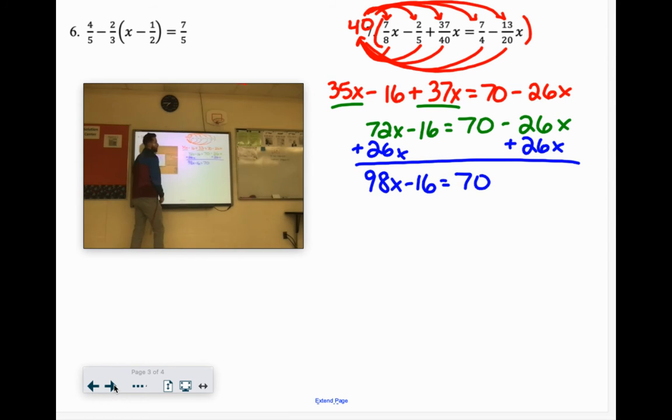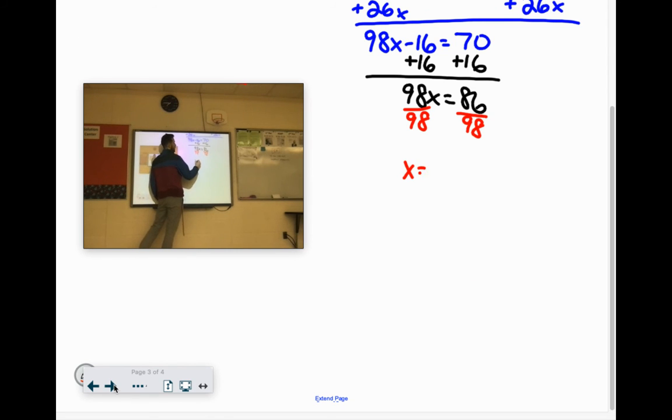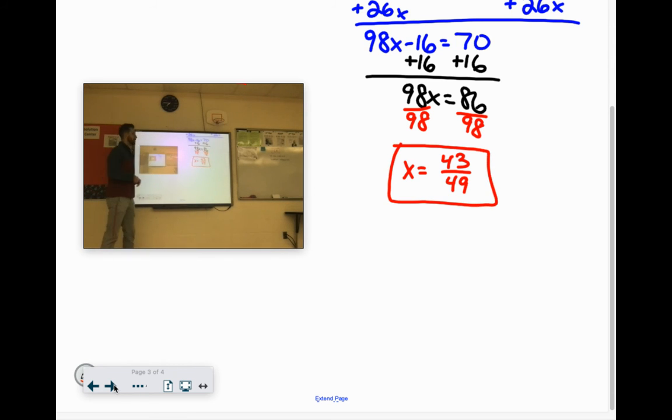All right, we're down to a two-step equation. We'll add 16. 98x equals 86. And then our last step is just divide by 98. Now these are both even numbers, which means they're both divisible by 2. So half of 86 would be 43, half of 98 would be 49. And then 43 and 49, they don't have any common factors except for 1, but we don't need to keep saying that. We don't count 1 when we're simplifying fractions.